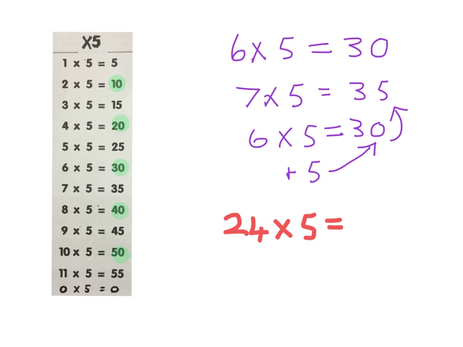Now, just as a bonus, a child that's really strong at the 5 times table, you can now ask him, what is 24 times 5? The half of 24 is then going to be 12. And that's 12 tens, which makes it 120. But don't do that now.